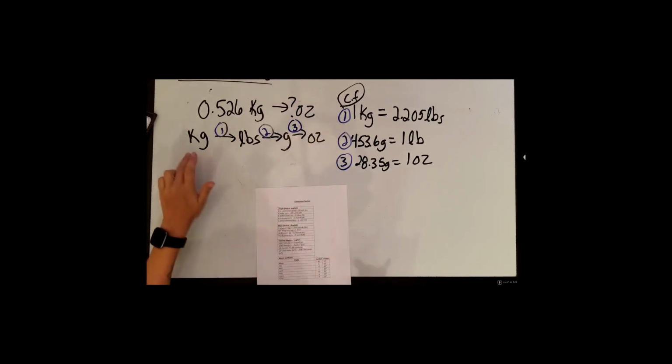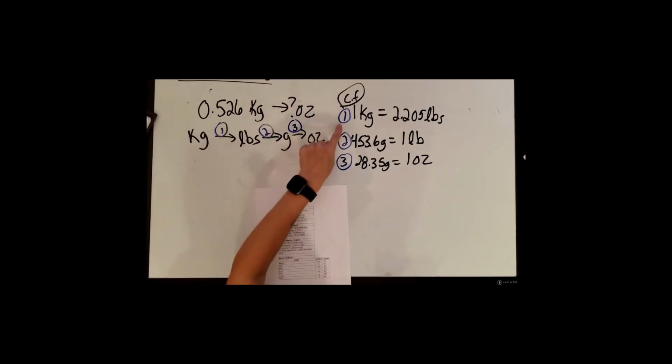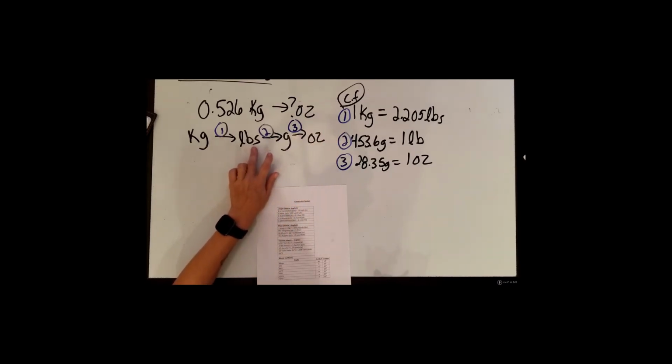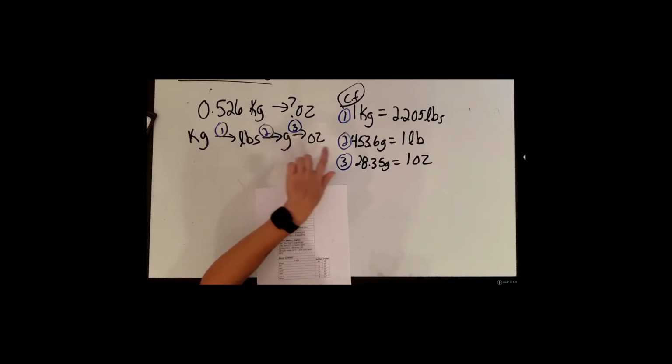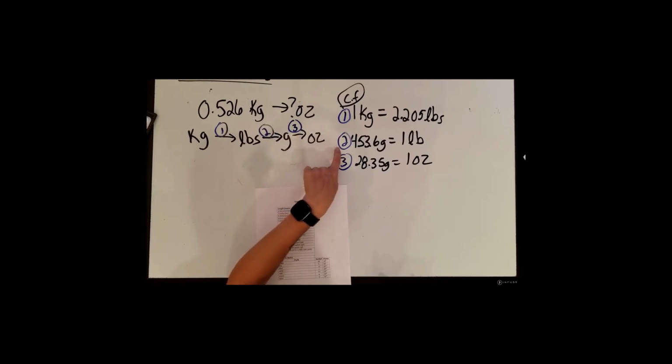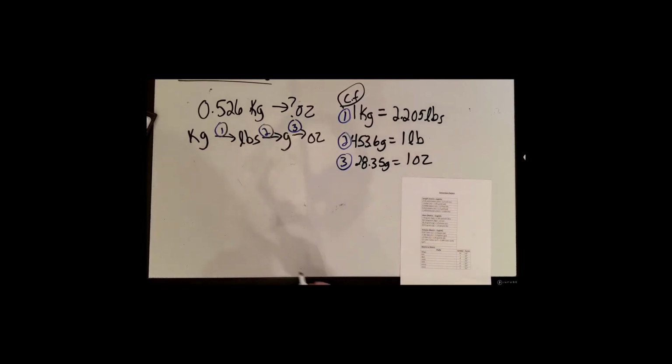Okay, so we're going to go from kilograms to pounds using that first conversion factor. That'll put us in pounds. Then we're going to get from pounds to grams using the second conversion factor. The third conversion factor will then get us from grams to ounces. So a couple different steps. Let's start the railroad tracks.